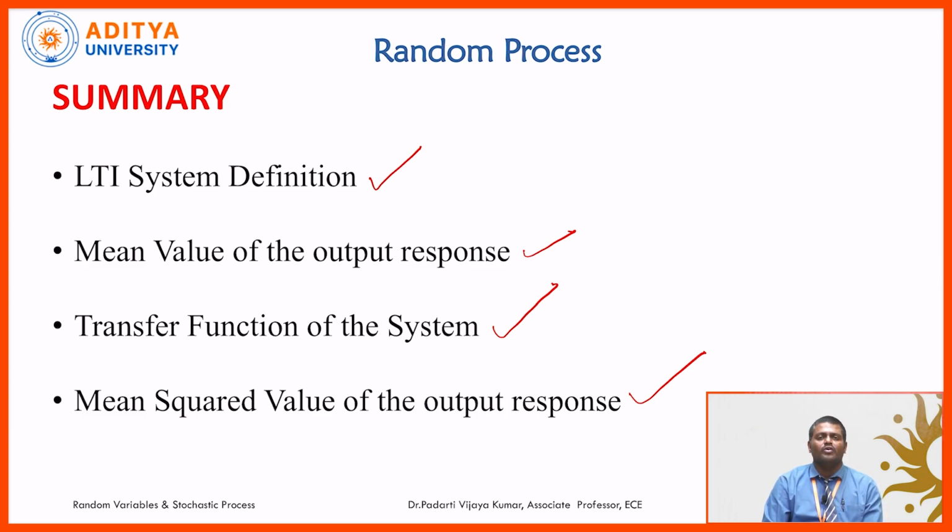In the next session, we will see the spectral characteristics of random process. Spectral characteristics means we will be analyzing the random process in the frequency domain. The parameters we use are power spectral density, auto power spectral density and cross power spectral density, and also we will see the relationship between the temporal characteristic parameter, autocorrelation function, and the spectral characteristic parameter, power spectral density. We will see the Wiener-Khinchin relation in the next sessions.